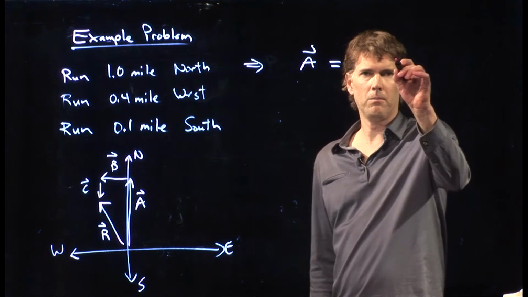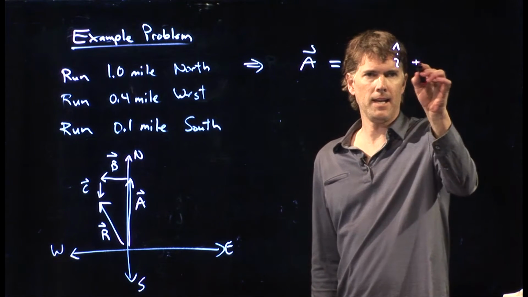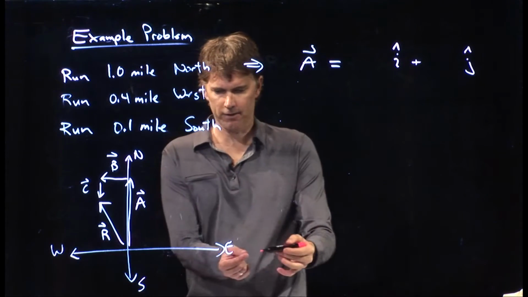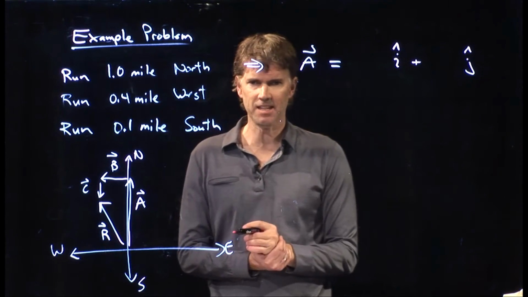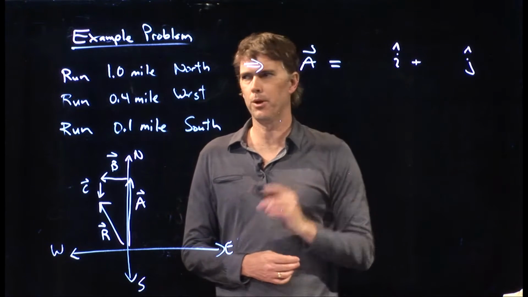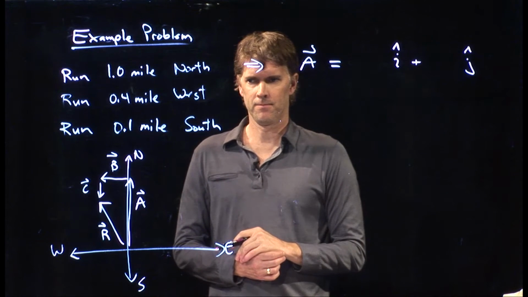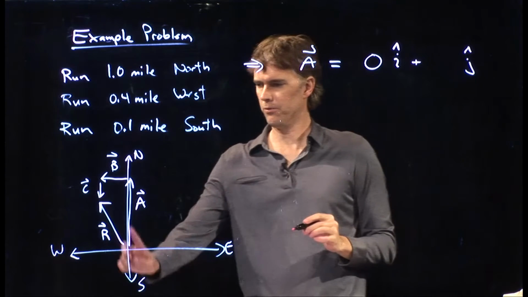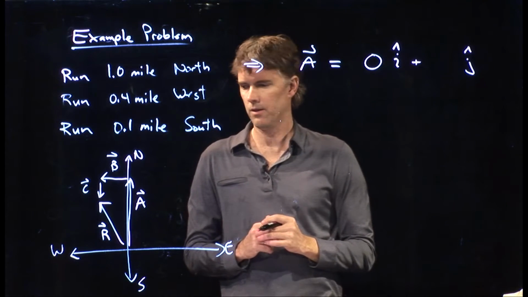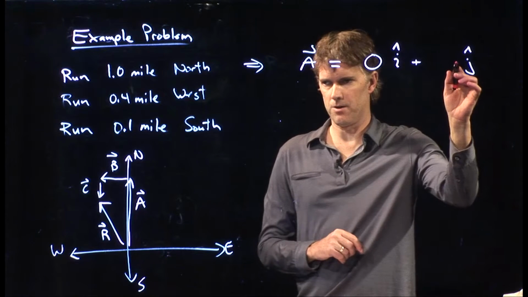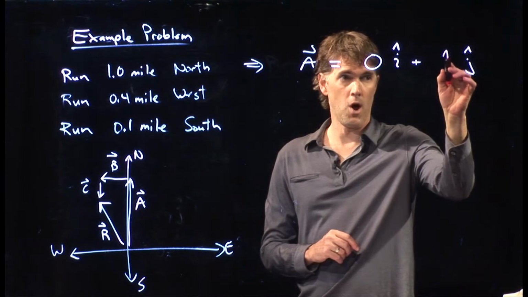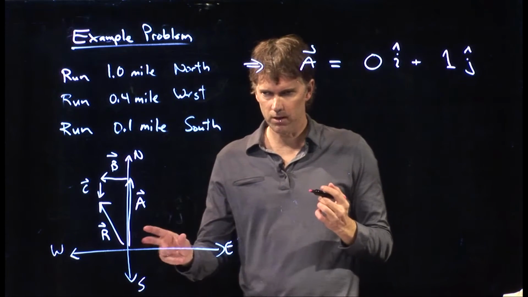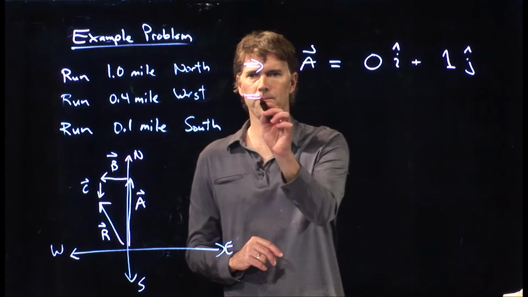I need something multiplying I hat, and then I need something multiplying J hat. I hat is in the X direction. Okay? In this case, it would be along the east axis. So what do I put there? What should I put there? Yeah? 0. Right? This first one doesn't go any in the east. Okay? What do I need to put on the second term? 1. Right? 1 mile. So this is how I write that first vector. It's 0 I hat plus 1 j hat.